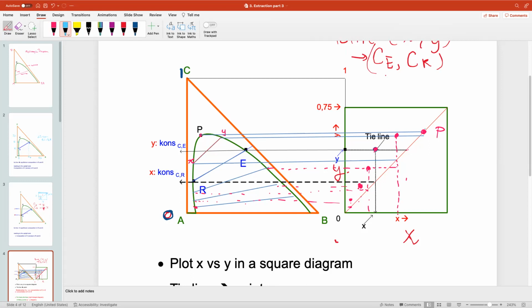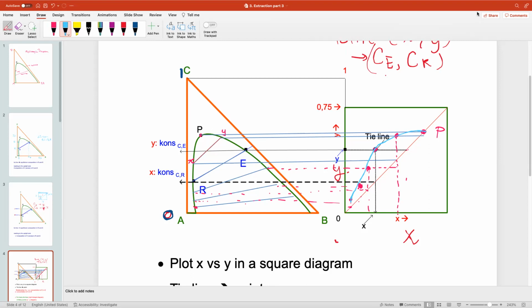connect all the dots there to make a curve of the tie lines, or correlation between the extract and also the raffinate. So, okay, we can make some sort of curve. So this is the curve, yeah, should be like this.